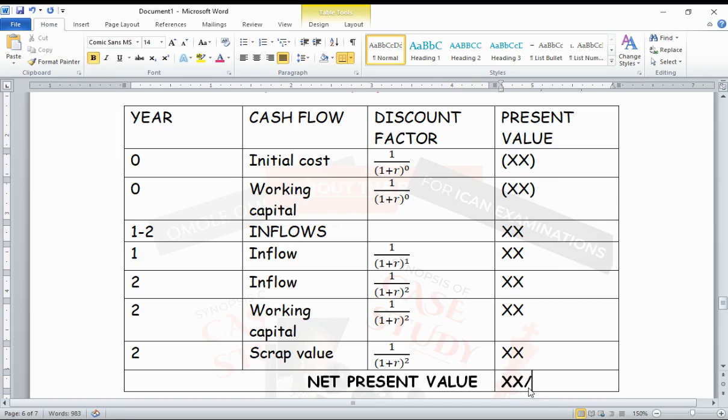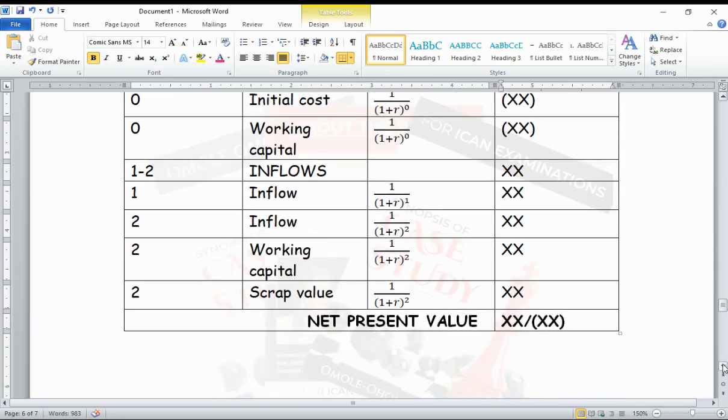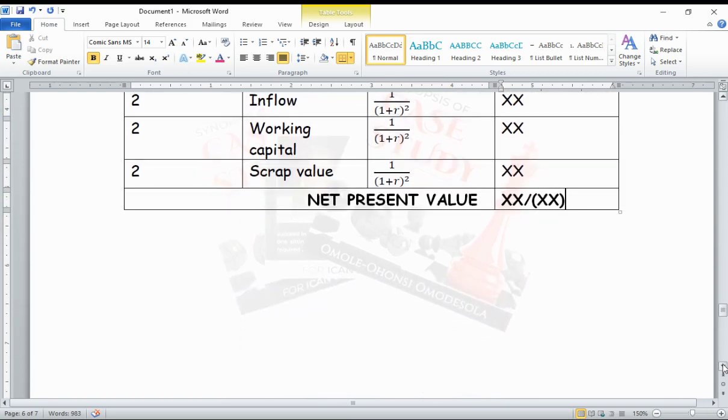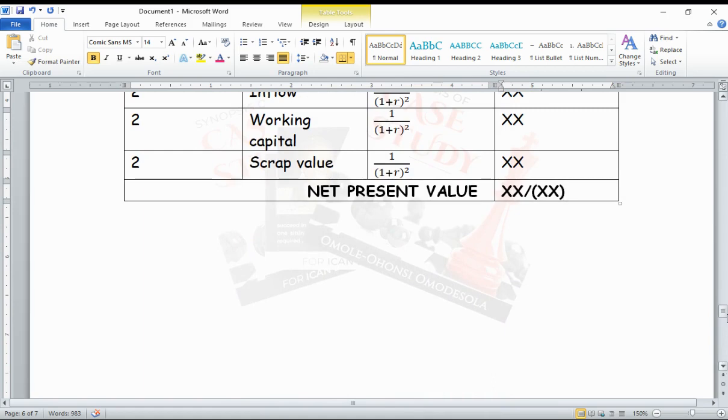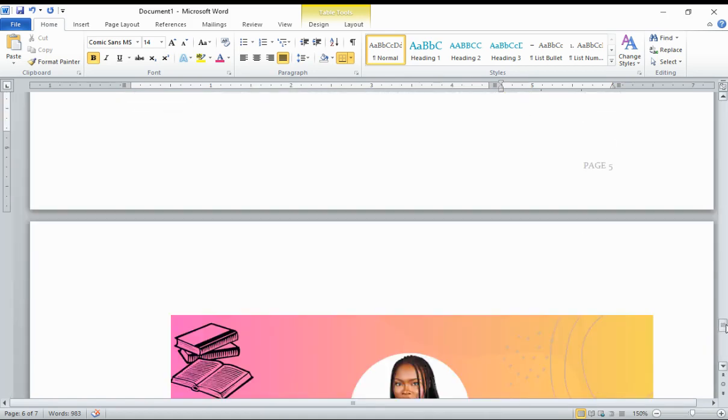And you know that your present value can either be positive or negative, and you make your decision. If it is positive, the project should be embarked on and should be accepted. If it is negative, the project should not be accepted. And if it is zero, then tell them that the company will only break even if this project is accepted or not. So they're the ones that will make the decision as to whether they want to do it or not. So basically, that's all about net present value.